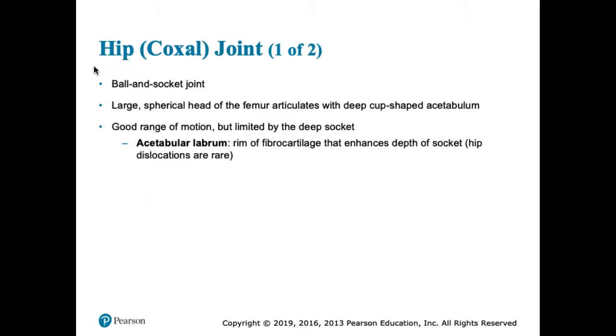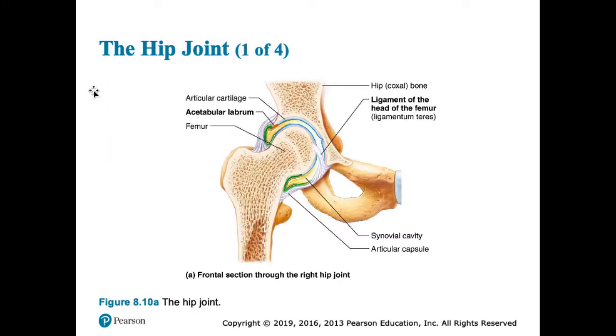The coxal joint, or the hip joint, is a ball and socket joint. The large spherical head of the femur articulates with the deep cup, the acetabulum. Basically, a good range of motion, but limited by the deep socket. The acetabular labrum, the rim of fibrocartilage, enhances the depth of the socket, and hip dislocations are rare.